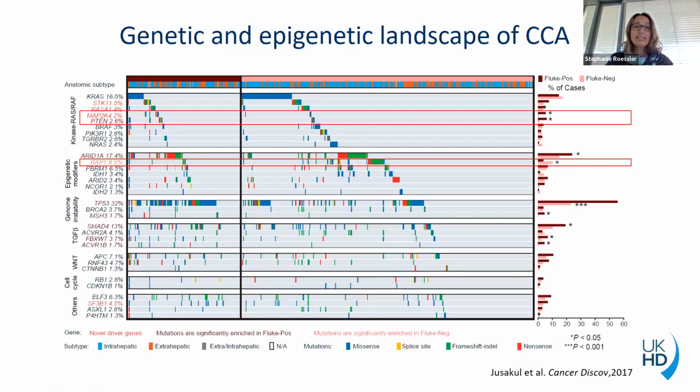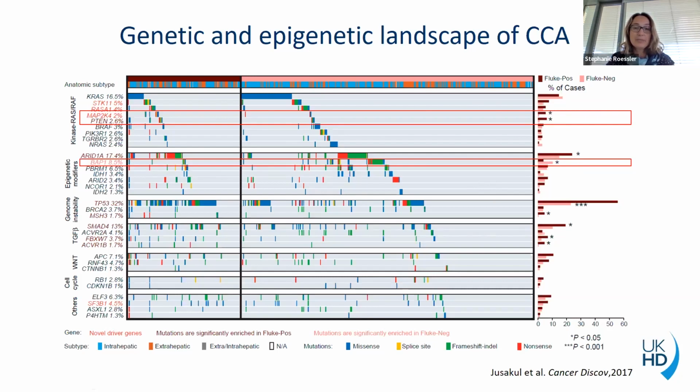A larger study followed up, and in this study, there were similar findings observed. One example is the BAP1 gene that was also observed before. This one is more frequently lost or mutated in the fluke negative patients. In contrast, for example, PTEN was in this study observed in the fluke positive patients.